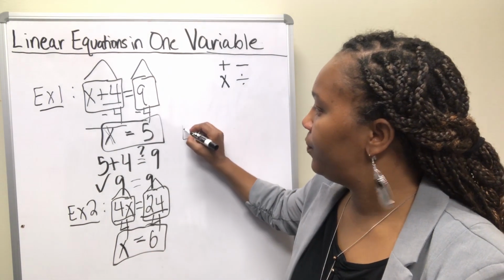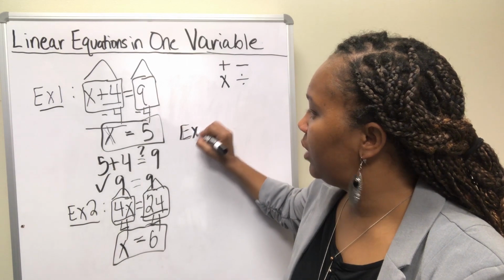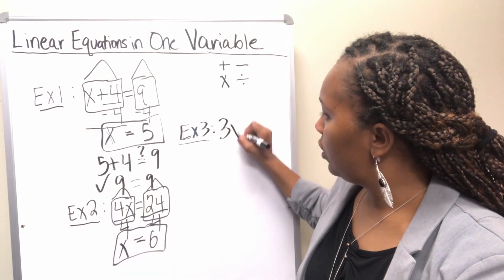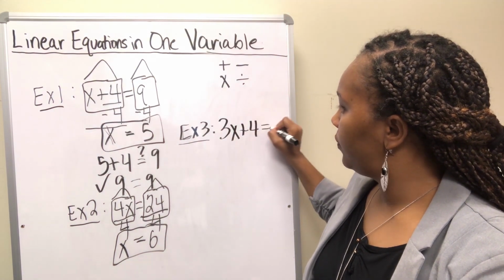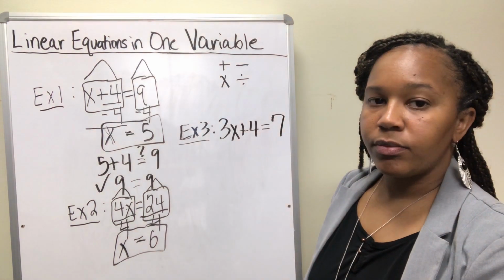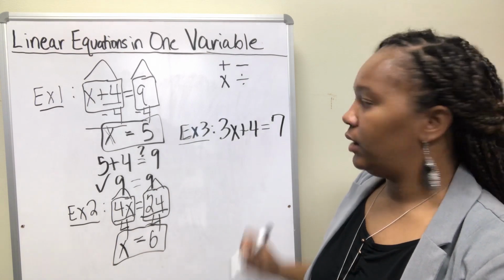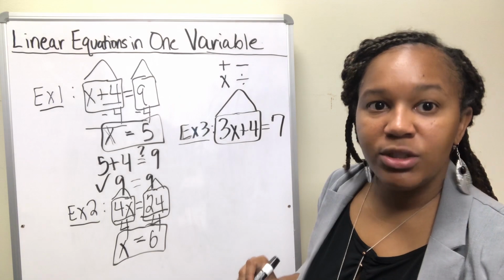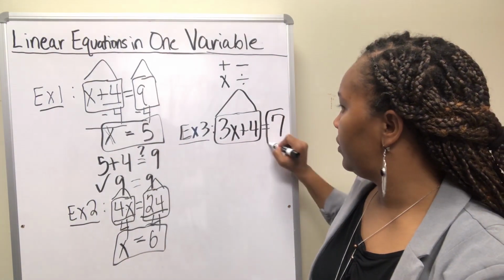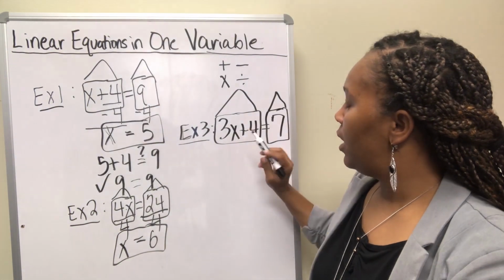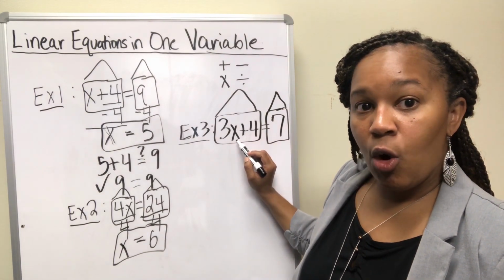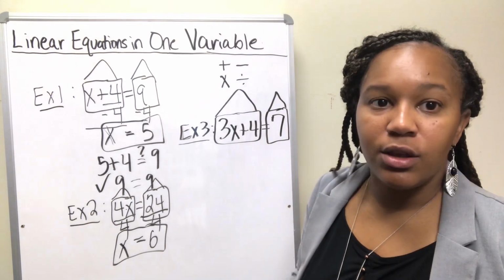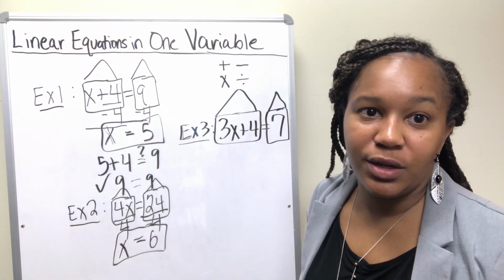Let's do another example. Example 3. 3x plus 4 equals 7. So again, think of each side of the equal sign as a house. And you don't have to draw this. I'm just trying to paint an analogy here. Paint a picture. The goal is to get home alone. So I have to get rid of the 3 and I have to get rid of the 4. So now the question becomes, which one do you get rid of first?